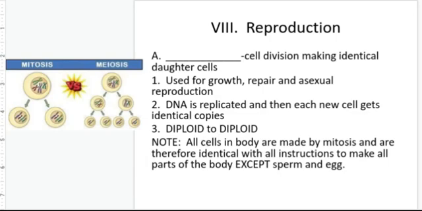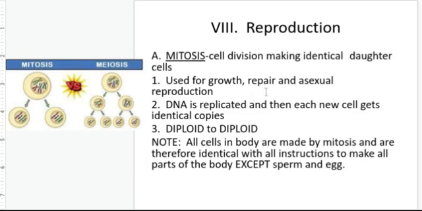So that is mitosis. It's used for growth, repair, asexual reproduction. You first copy the DNA, called replication, and then each cell gets identical copies. You start diploid, you end diploid. And really important for us, all cells in your body were made by mitosis, except for sperm and egg, and therefore are all genetically identical.